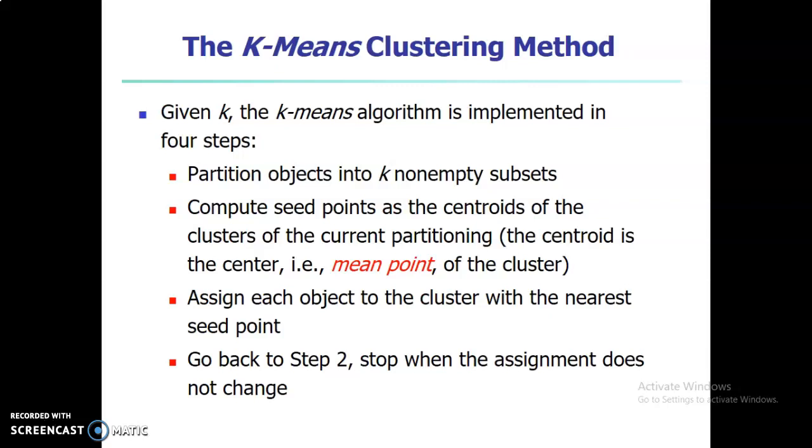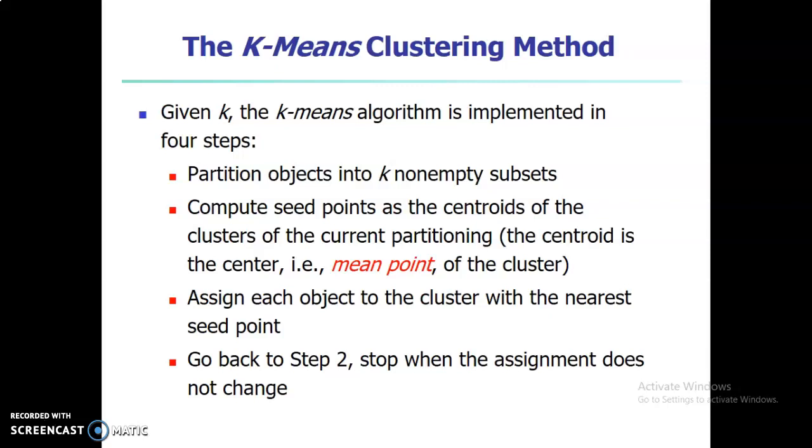Now what is a cluster? A cluster is basically a collection of data objects where we place similar objects into a single cluster, whereas dissimilar objects are placed outside the cluster, in some other cluster. One method for clustering is the K-means clustering method, which is one of the partitioning methods.